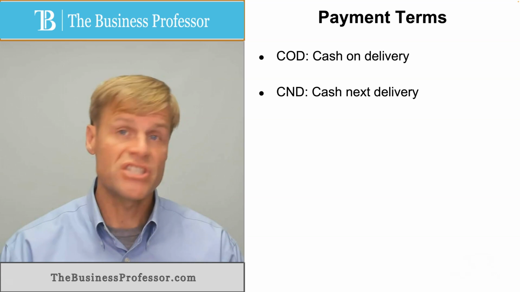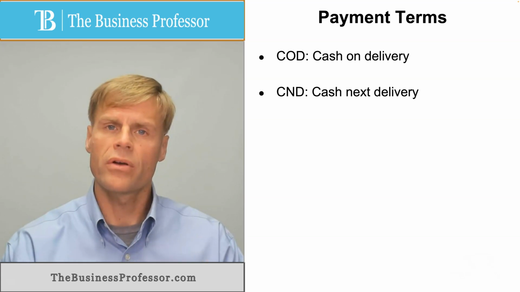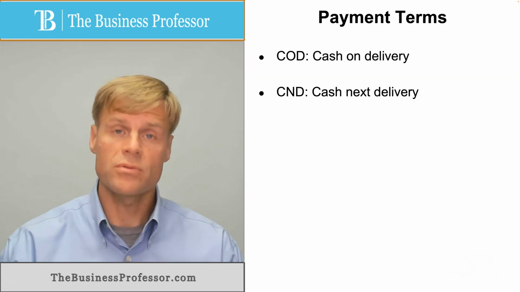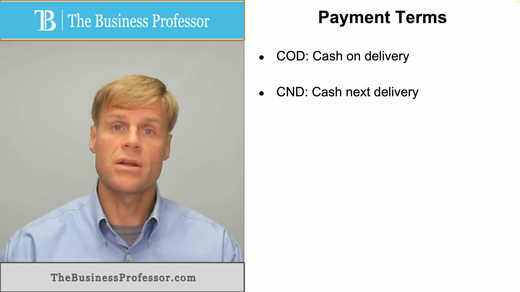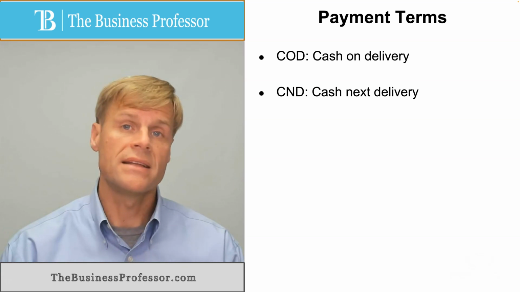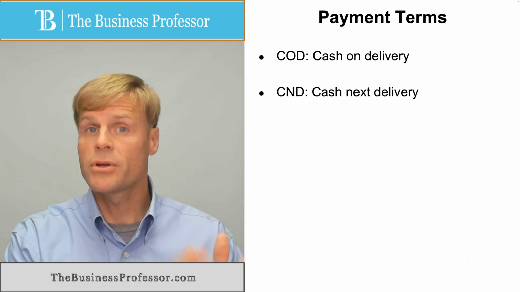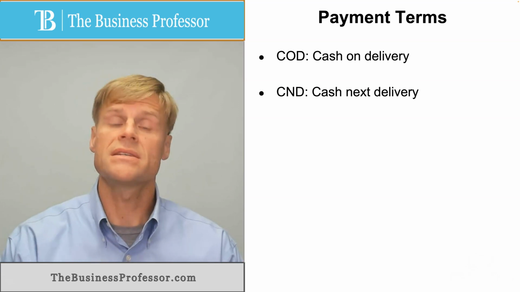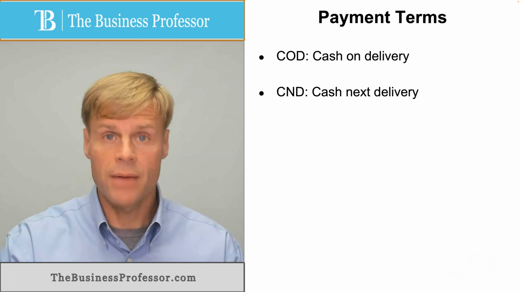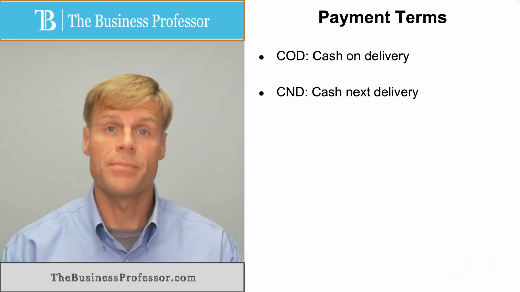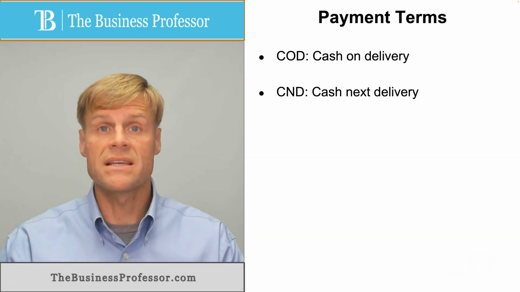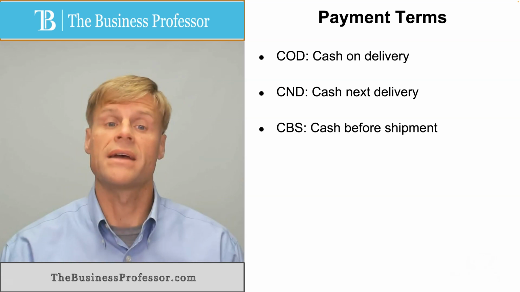Okay. Cash next delivery. This is usually on recurring installment contracts where you're delivering multiple installments of a good or service. And so you pay for the previous shipment or delivery or provision of services at the time of the delivery of the next batch. So before you can receive that next batch, you pay for the previous batch.